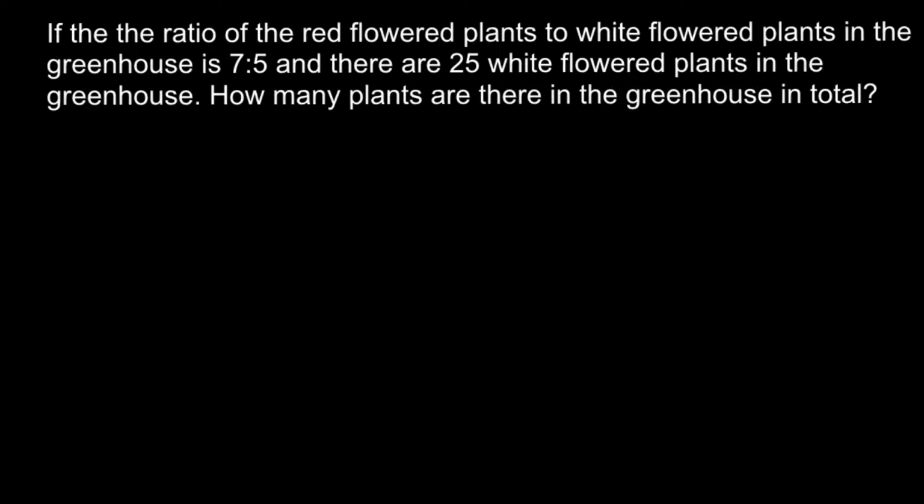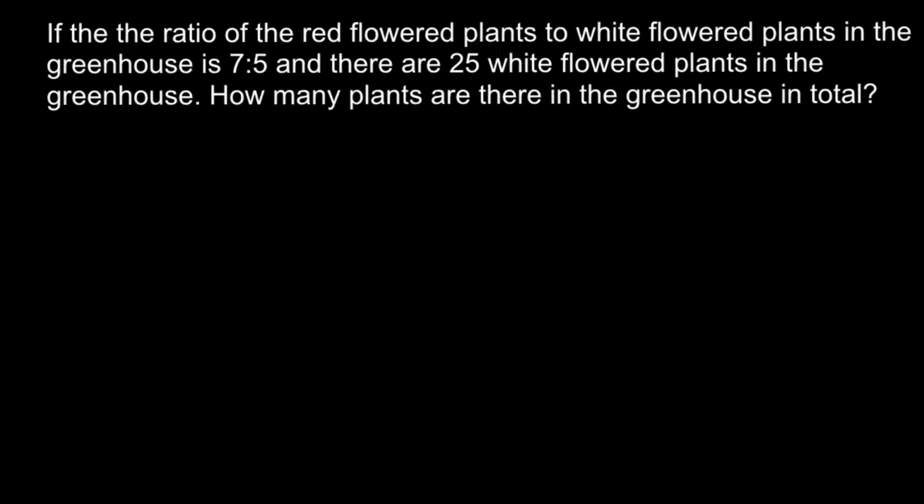So our problem today is: the ratio of the red flowered plants to white flowered plants in the greenhouse is 7 to 5, and there are 25 white flowered plants in the greenhouse. How many plants are there in the greenhouse in total?